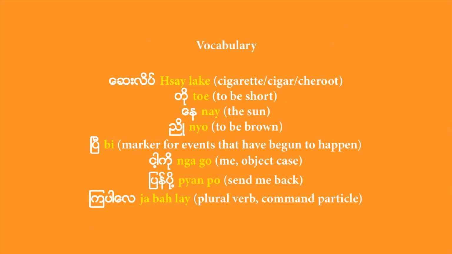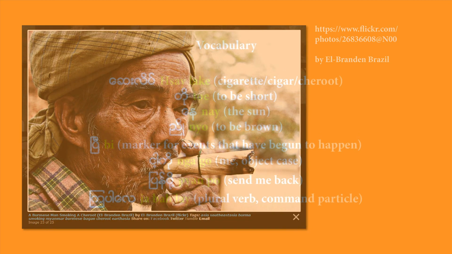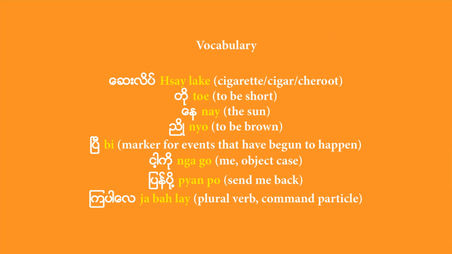Selig is cigarette, cigar, or cheroot, any kind of rolled-up tobacco stick. That's what the compound Burmese word literally means. Se in this case stands for tobacco, and lek is a rolled up stick. So put it together, it's a rolled up stick of tobacco. Do is to be shot. In this case, it implies the cigar or the cigarette has been smoked and reached its butt end.